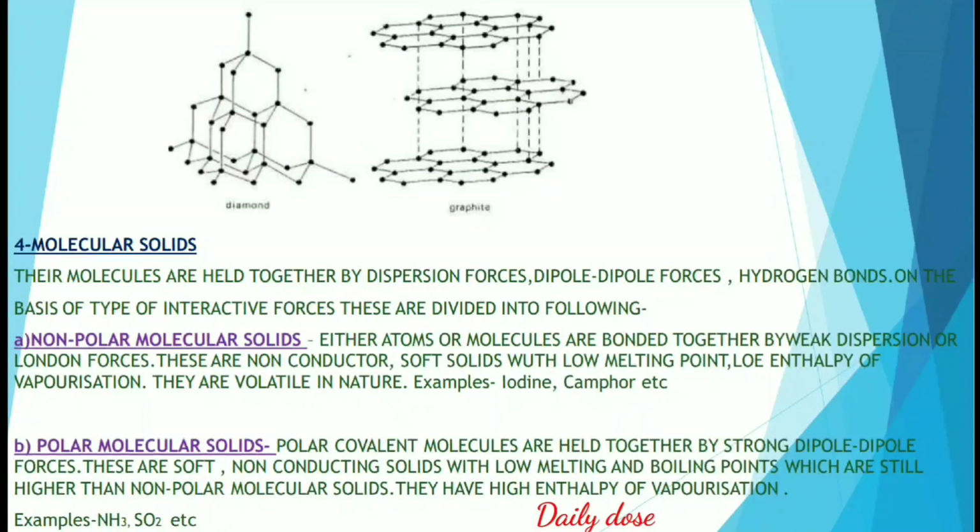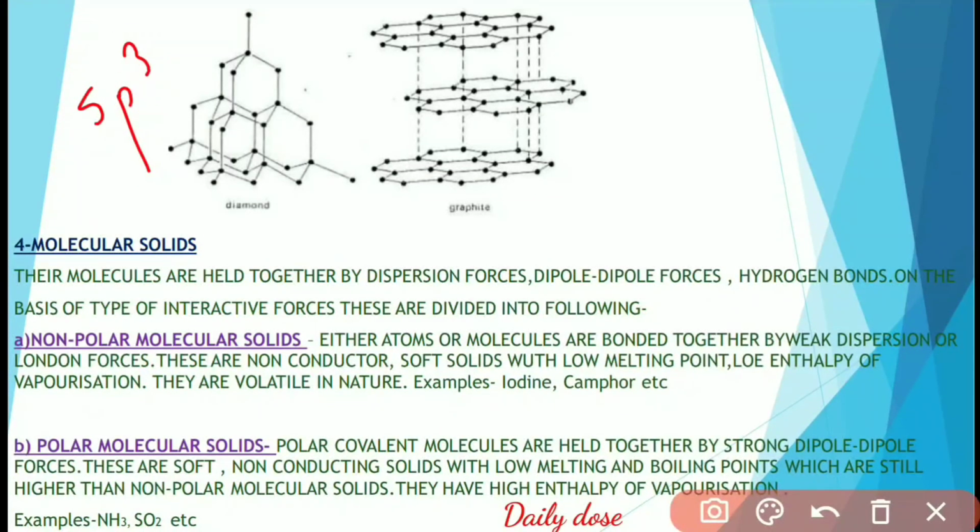Next are the molecular solids. Well, you can see the structures of the diamond and graphite above. So diamond has sp3 hybridized carbon. And in graphite, you can see the carbon atoms are sp2 hybridized carbon atoms. You can see the arrangement. Well, the next type of solid are the molecular solids.